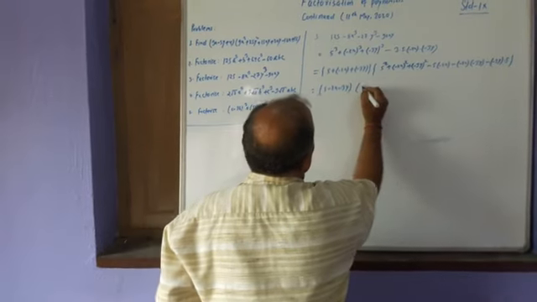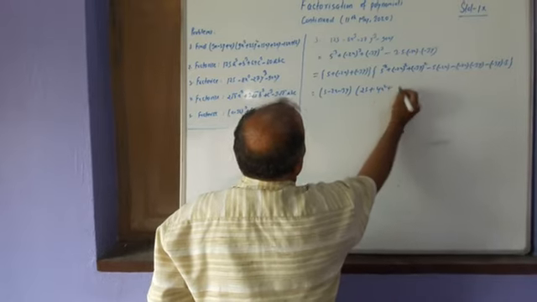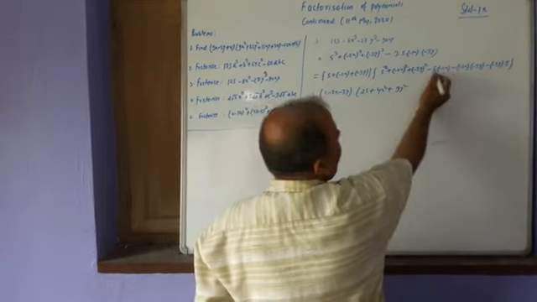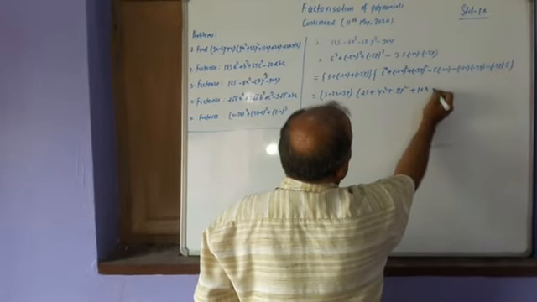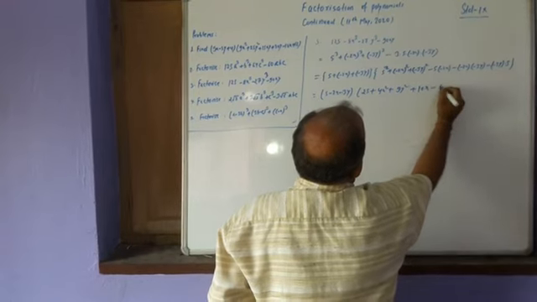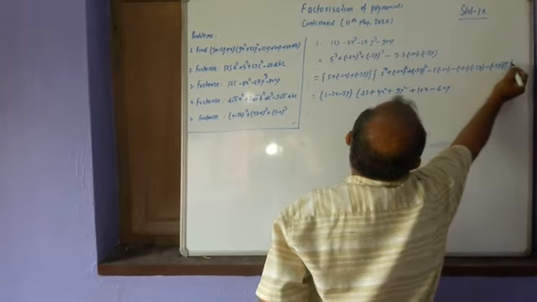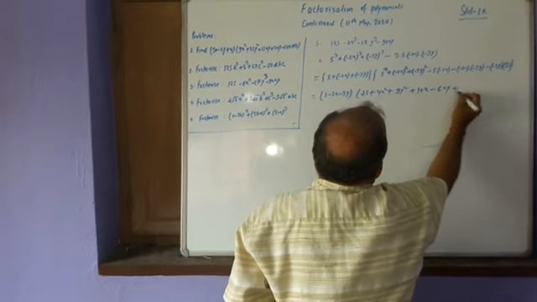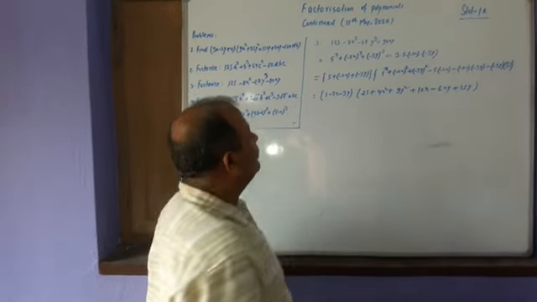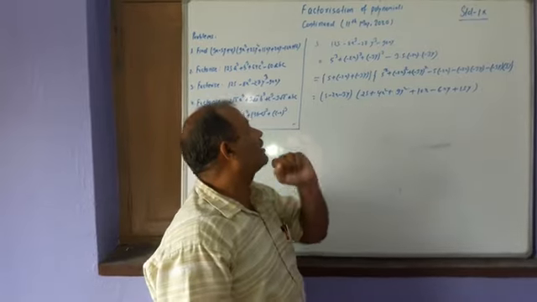This will give 5 5s are 25, 4x square, 3 3s are 9y square, plus 10x, minus 6x, plus 15y. And in this way we have factorized this expression to get these two factors.